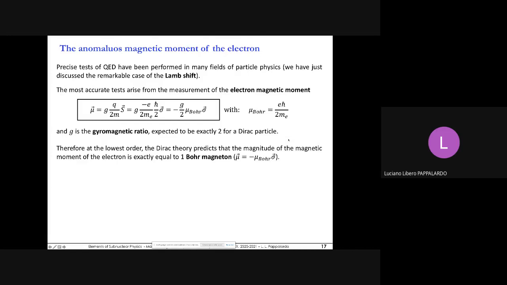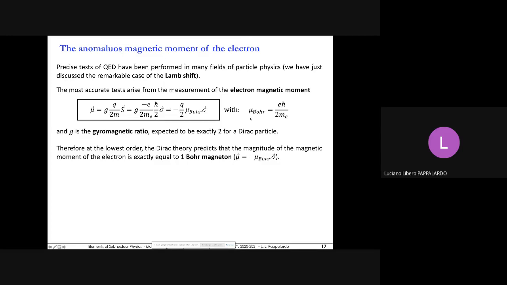So precise tests of QED have been performed in many fields of particle physics, and indeed we have just discussed the remarkable case of the Lamb shift. The most accurate test arises from the measurement, however, of the electron magnetic moment. So if you remember, we defined the magnetic moment in this way, where S is the spin, Q is the electric charge, M is the mass of the fermion or whatever particle, and g is the gyromagnetic ratio. Then we can replace the electric charge with that of the electron, minus e, and we can express the spin operator in terms of the Pauli matrices, multiplied by h bar divided by 2, okay?